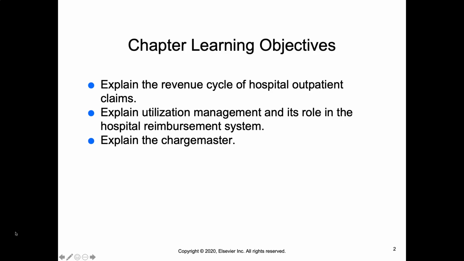The chapter learning objectives from the book that we're going to be looking at are explain the revenue cycle of hospital outpatient claims, explain the utilization management system and its role in hospital reimbursement, and talking about the charge master. We're also going to talk about APCs, so that'll be at the end as well.